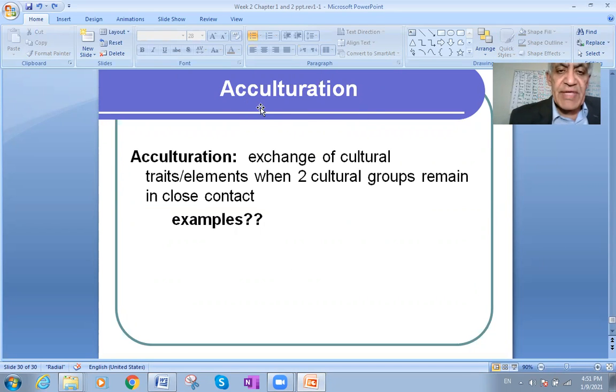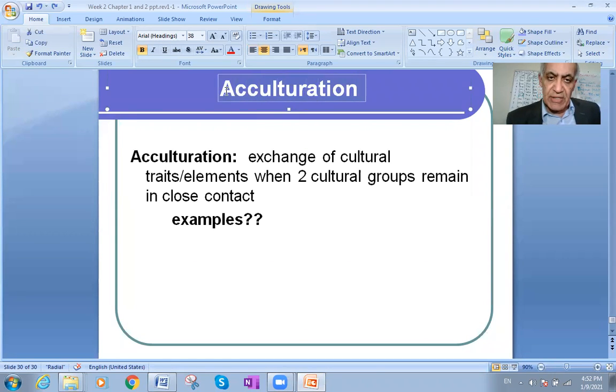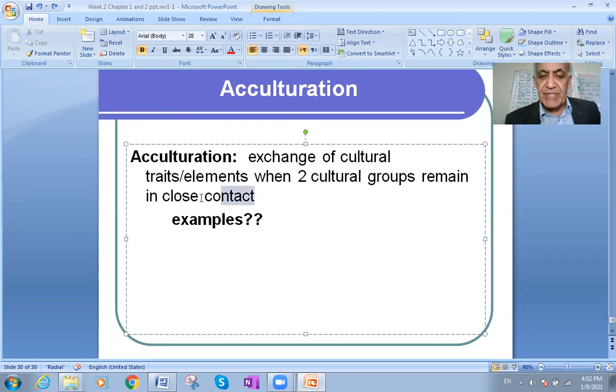What is the meaning of acculturation? Okay, it is the exchange of cultural traits or elements when two cultural groups remain in close contact. So acculturation, and I'm saying the word again, acculturation, will happen when there is an exchange of cultures between two groups of people who have close contact.